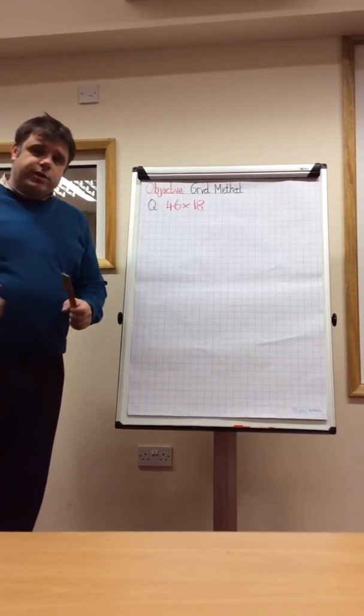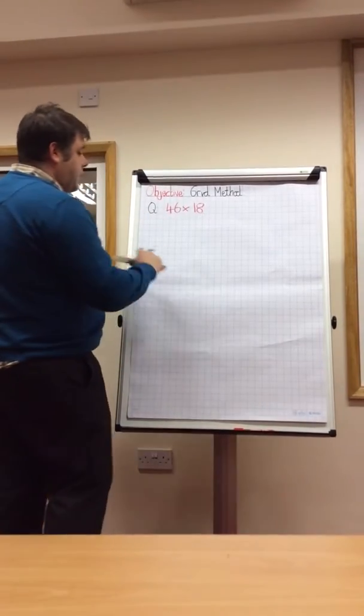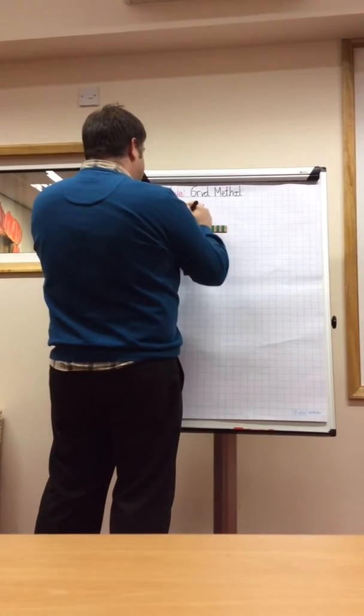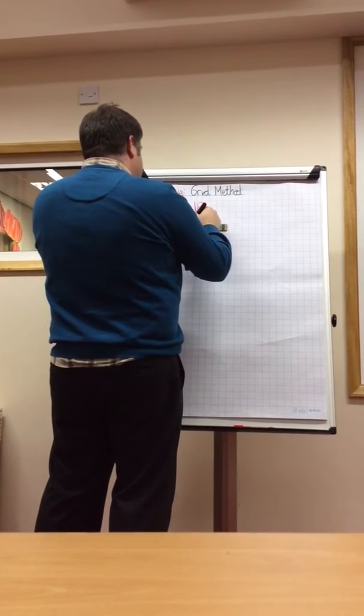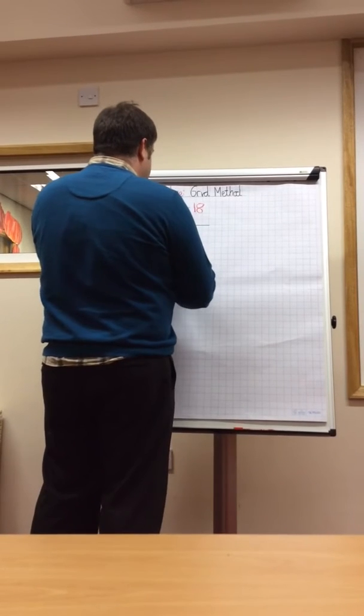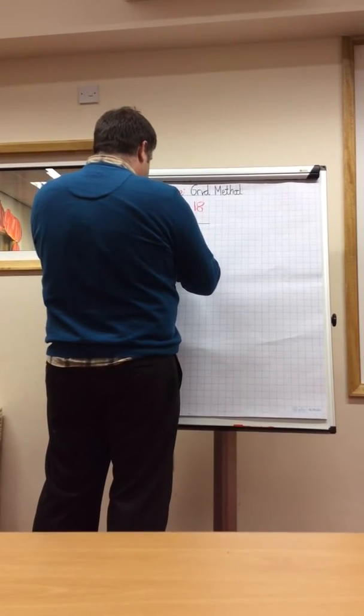I think the first thing to do is to draw the Lindow window. And I would suggest that you give yourself plenty of room. So I'm going to go 6 squares, so that there's plenty of room for me to write my answer.